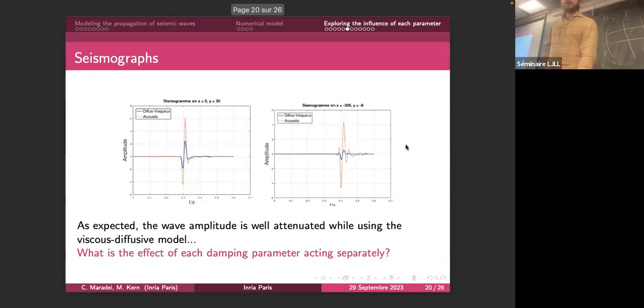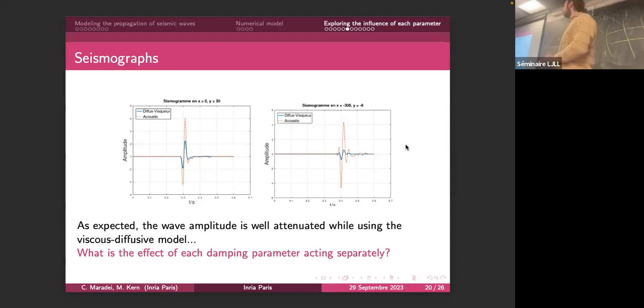We can also look at the seismograph. A seismograph is where you fix a point in space and look at how the wave behaves over time. The red dot is the acoustic model, and you see that you have plenty of reflections after the wave goes through the medium, whereas in blue, the model that we use is really damped and you don't have such reflections. So that's a good thing, because those are exactly the results we observed in the paper. So the code was working, and it was converging at the expected rates.